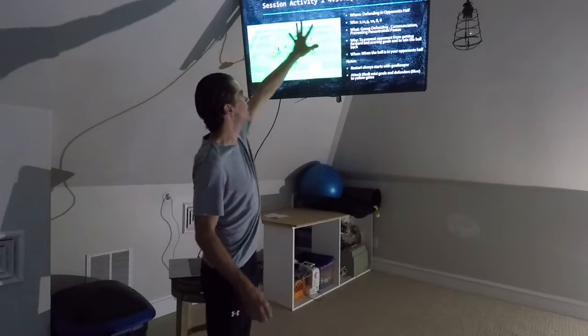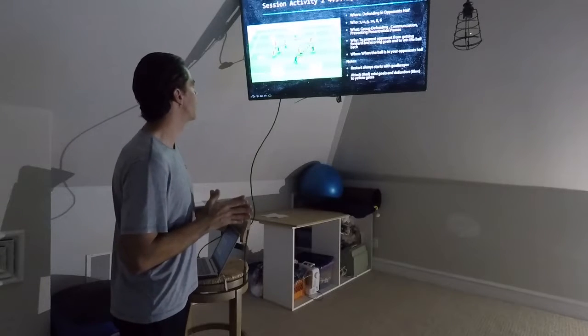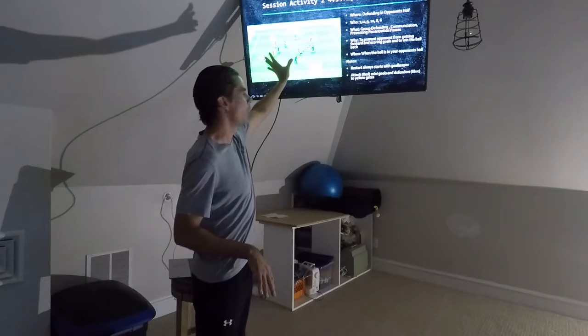In our second activity, we have a 4v4 plus the goalkeeper. And again, we're in the opponent's half.